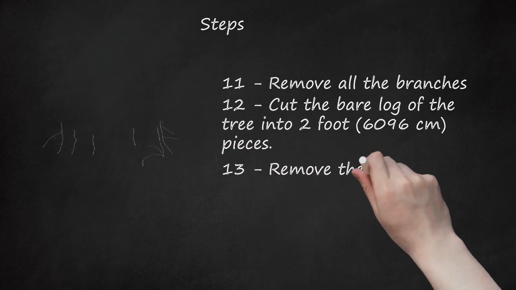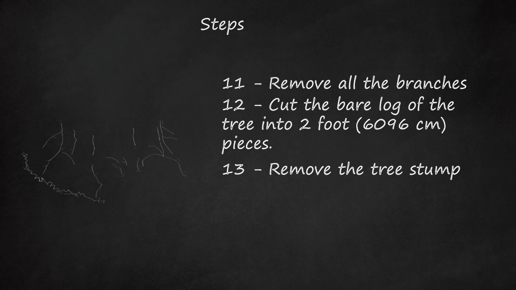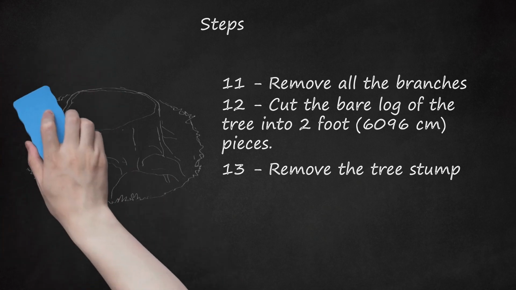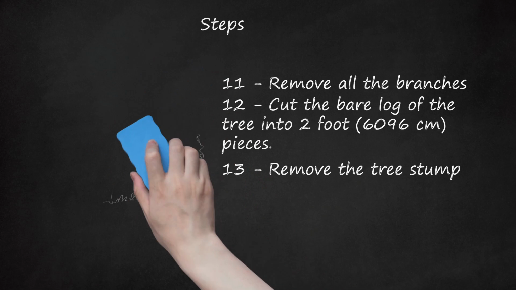13. Remove the tree stump. Drill holes into the stump with a drill. Pour wood-eating chemicals into the holes. Let the stump decay away on its own. This takes anywhere from 5 to 10 years. Or dig the stump out yourself with a pick and a spade.